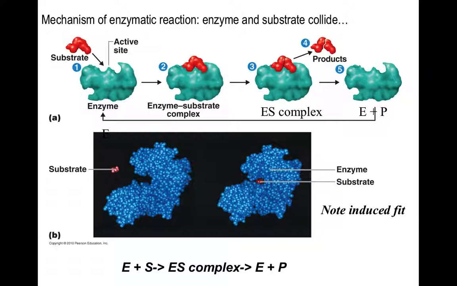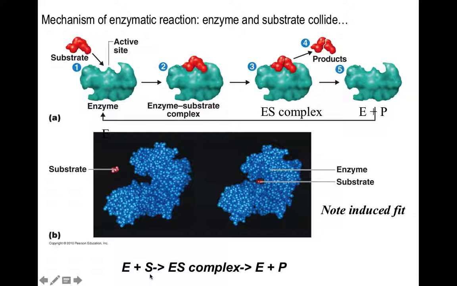The enzyme returns to its native conformation, and then it can enter into another catalyzed reaction. So it can just bind to more substrate, and the enzyme just continues in a cycle over and over and over again. This is a cool cartoon showing induced fit a little bit more dramatically. Here's the substrate entering the active site, and notice how the enzyme changes shape to more tightly bind to the substrate, induced fit.